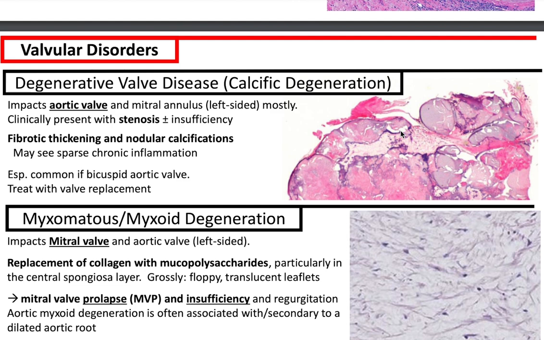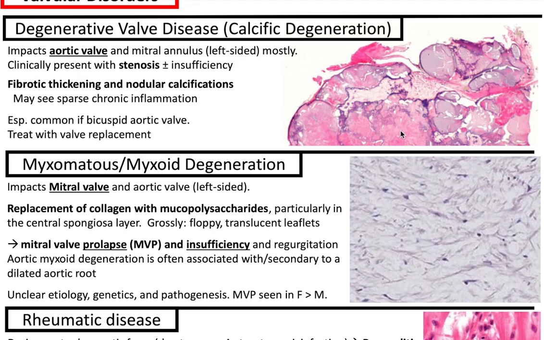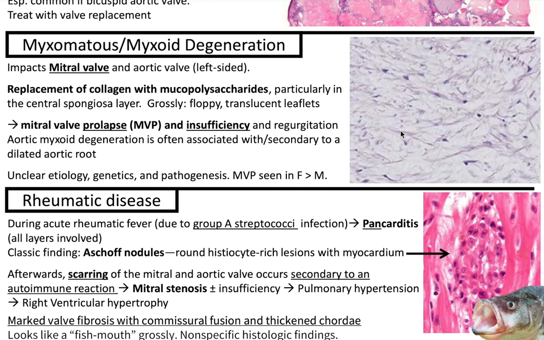You'll have fibrotic thickening and nodular calcifications. Myxomatous, myxoid degeneration, impacts mitral valve and aortic valve. You'll have replacement of collagen with mucopolysaccharides, and this can lead to mitral valve prolapse and insufficiency.